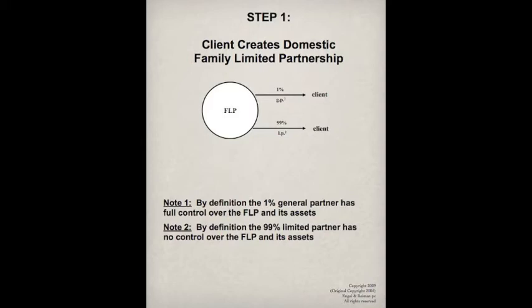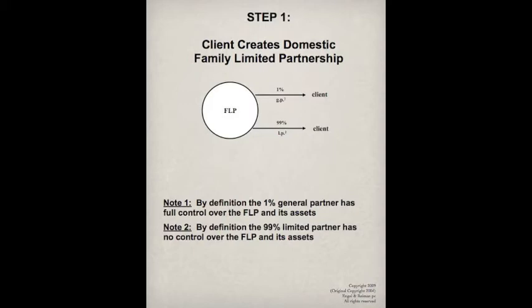They'll drop that into a family limited partnership and receive in exchange a 1% interest as a general partner and a 99% interest as a limited partner. The 1% interest gives them, under state law, importantly, 100% control. The 99% interest, under state law, importantly, gives them no control, but represents 99% of the value.